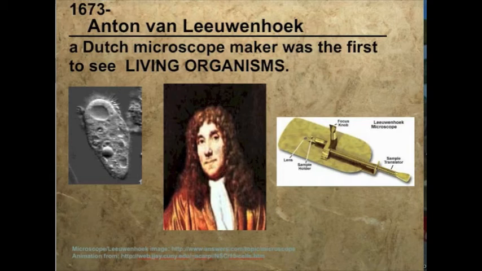All right, around that same time, a Dutch microscope maker was one of the first to see living organisms. And you can see that his little contraption he had over here, his little microscope, looked like a little paddle with a couple of things attached to it. His name was Anton van Leeuwenhoek.